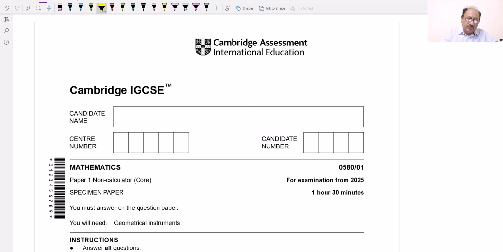Hello everyone, today we'll be going through Cambridge IGCSE Mathematics paper 1. Keep in mind this is the non-calculator core paper, specimen paper 058001, and this paper is for examination from 2025 onward. I have uploaded a separate video in which I have discussed the changes in the 2025 0580 exam, so you should go through those changes also.